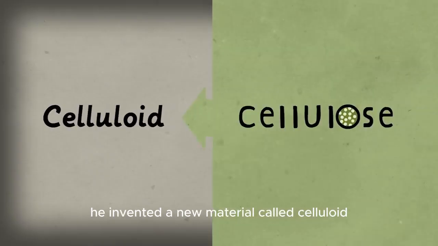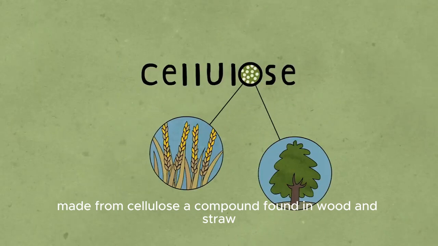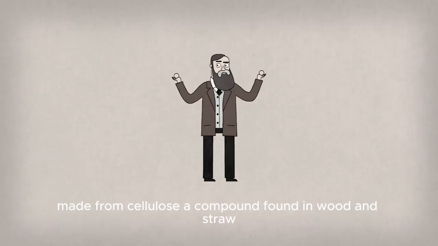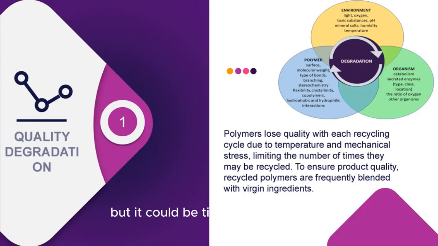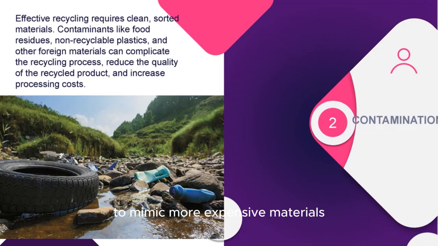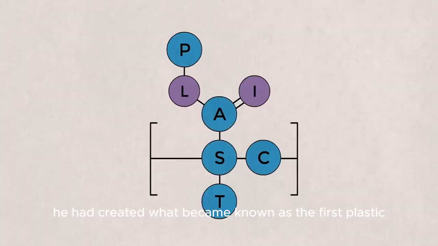So, in 1863, an American named John Wesley Hyatt took up the challenge. Over the next 5 years, he invented a new material called celluloid, made from cellulose, a compound found in wood and straw. Hyatt soon discovered celluloid couldn't solve the billiard ball problem. The material wasn't heavy enough and didn't bounce quite right, but it could be tinted and patterned to mimic more expensive materials like coral, tortoiseshell, amber, and mother of pearl. He had created what became known as the first plastic.